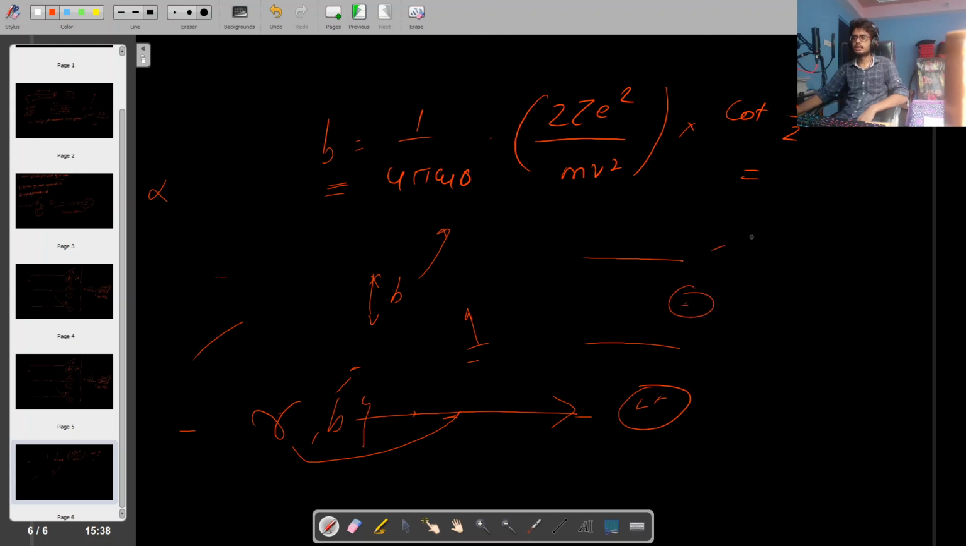This will cause electrostatic repulsion, which will push it away at particular angles. So you need to know about this. This is the impact parameter, and R is the distance of closest approach. Any doubts till here, let me know. If you don't have any doubts, this is it for today: distance of closest approach and impact parameter.